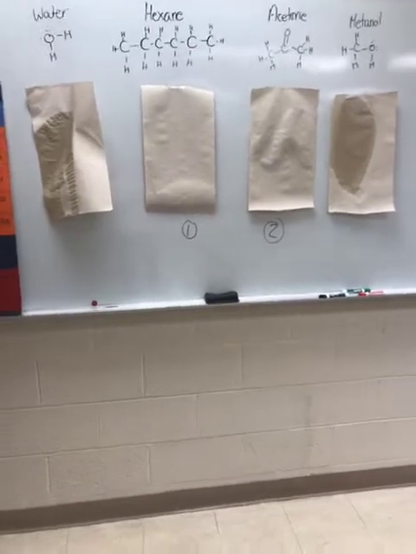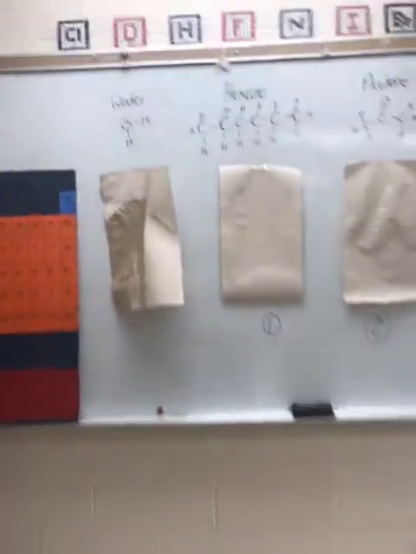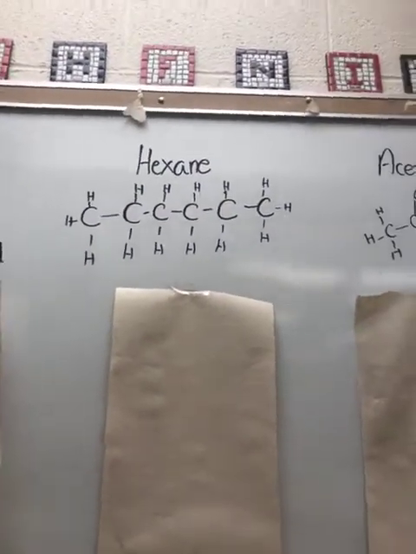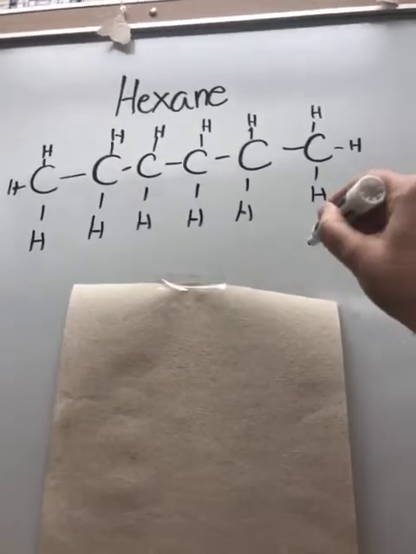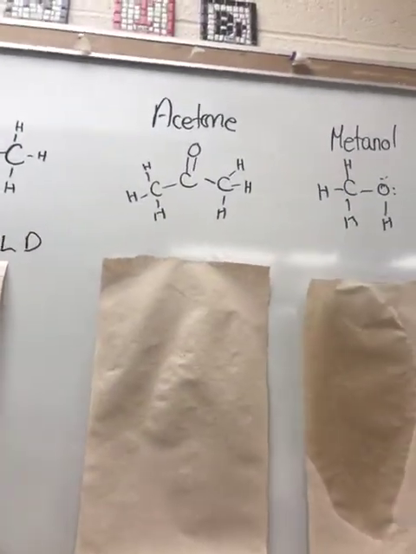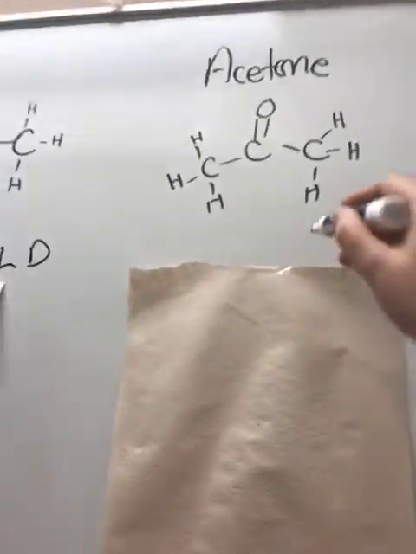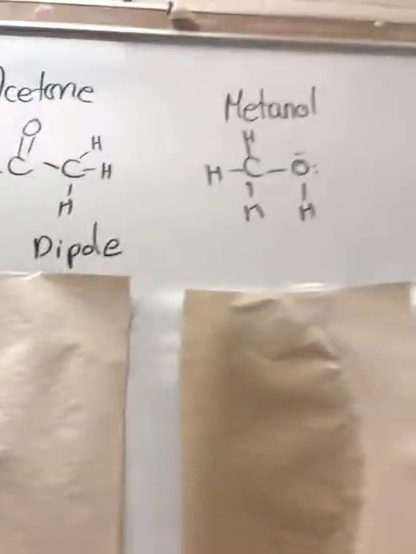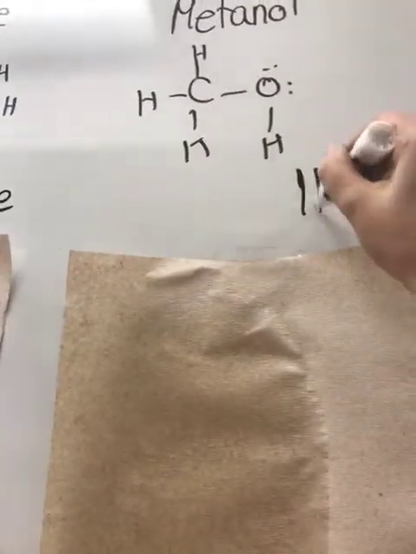So you want to assign what type of intermolecular forces they have. So water has hydrogen bonding. How about hexane? What do you think? Well, it has London dispersion. Acetone, that would have dipole. It's polar, but it doesn't have a hydrogen bond, so dipole. And then finally, methanol, it has hydrogen bonding as well.